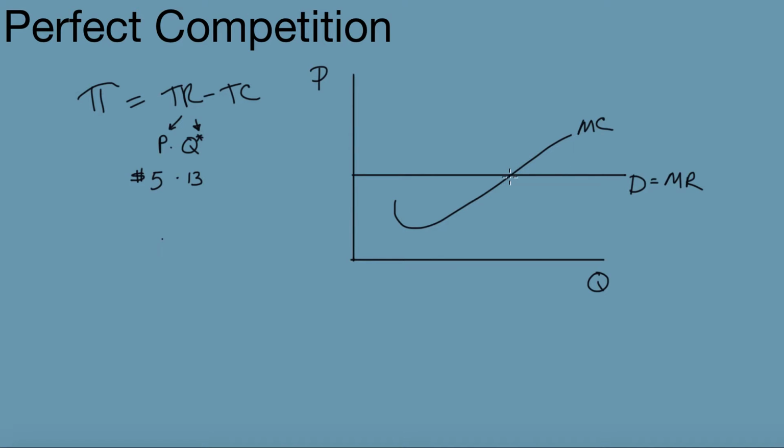Very important. So we know just from this graph that the firm is going to produce at this point, where marginal cost is exactly equal to marginal revenue. So marginal cost coming down to marginal revenue, we'll say that that's 13 units. And let's say the price that we're selling at is $5.